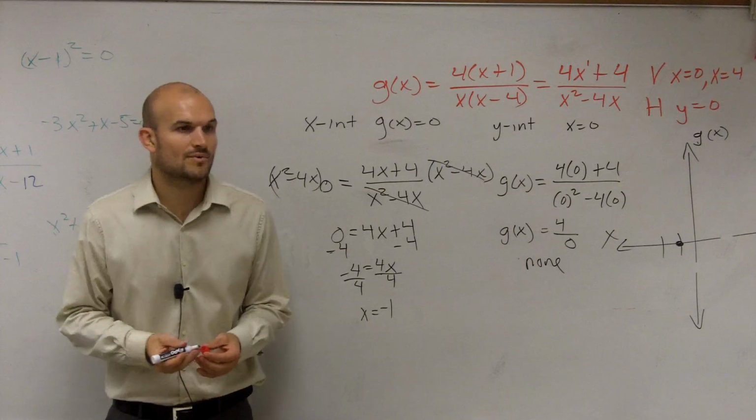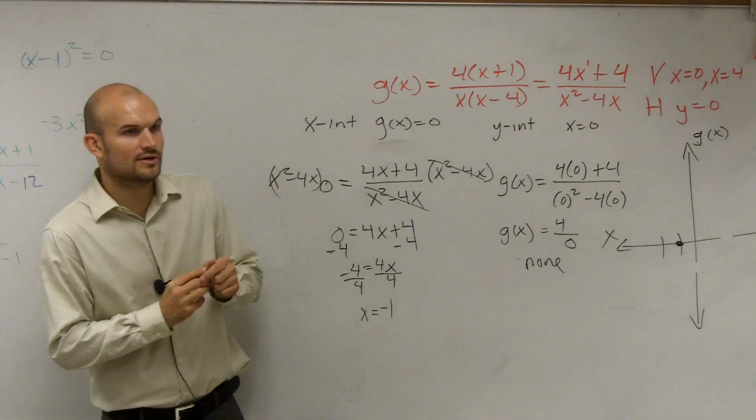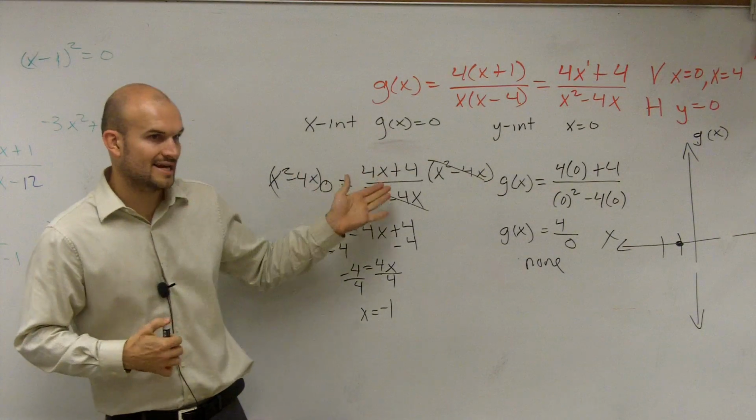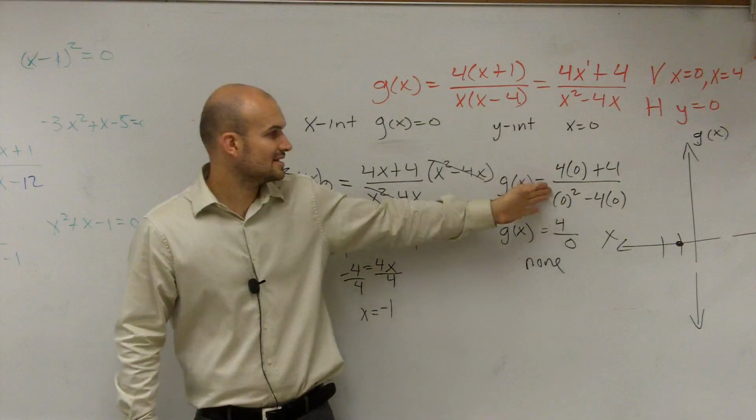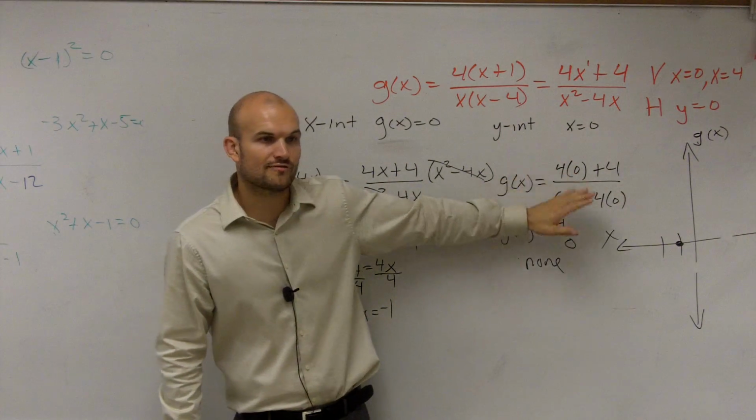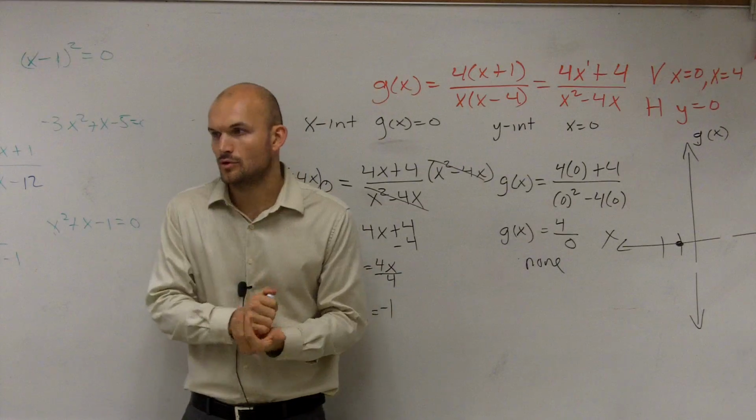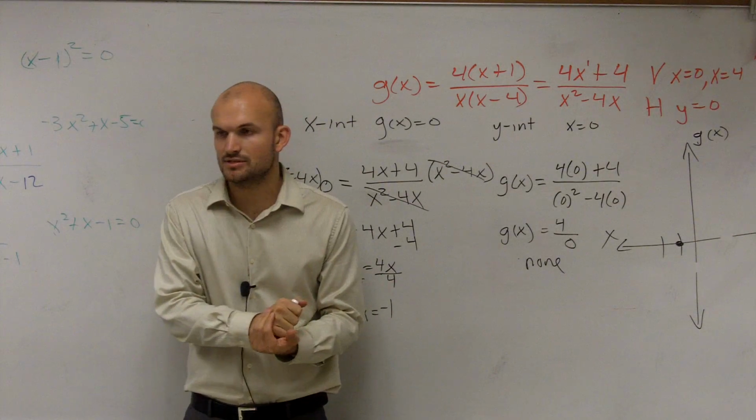That's how you find the x and y intercepts. You plug 0 in for g of x, or your function, to find the x-intercept, and you plug 0 in for x, your variable, to find your y-intercept, or your g of x-intercept. Make sense? Any questions?